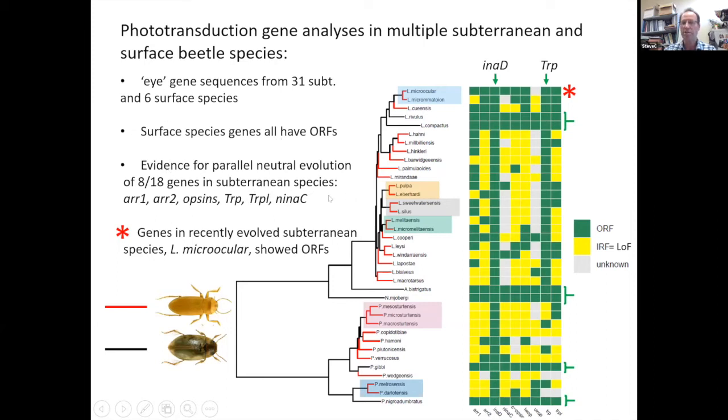8 of the 18 genes were found to have mutations leading to loss of function in these particular genes. And these include arrestin genes, opsin genes, three different opsin genes, TRP channel genes, and a gene called NINA-C. Also, we found that in some of these genes in recently evolved subterranean species like Limbodesus microocular at the top of the phylogeny, it actually shows no mutations in any of these particular genes. So that prediction that recently evolved species may show no evidence for loss of function mutations bears out.